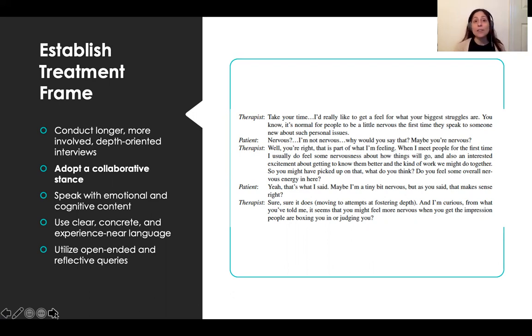You also want to speak with emotional and cognitive content and use clear, concrete, and experience-near language. Don't use a bunch of jargon that the client's not going to understand.